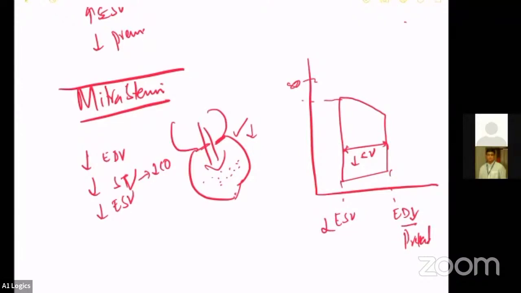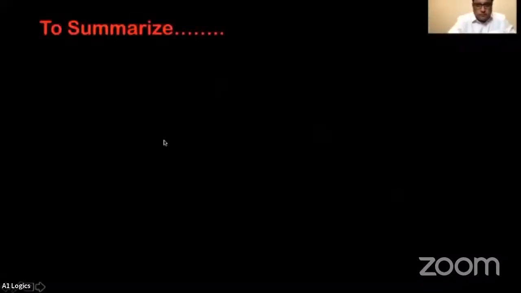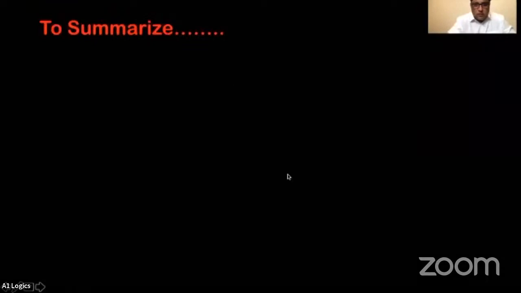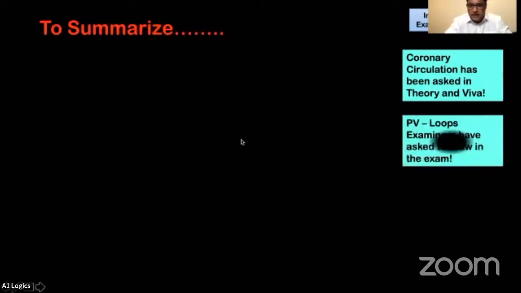So this finishes the talk. To summarize, first thing is it is important from the exam point of view. Okay, that is one. Second, the coronary circulation has been asked n number of times in theory and viva voce, not to forget. And then the PV loops, many a times the examiners have asked the student to draw the PV loop in the exam.